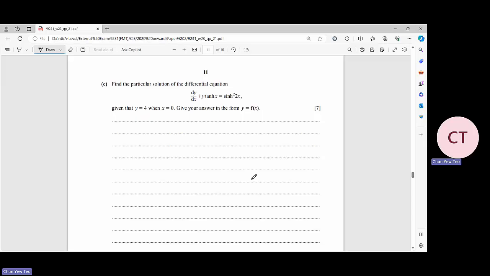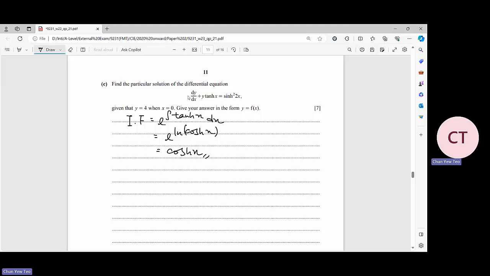For the particular solutions of the differential equation, this is considered a linear equation. We will need to use an integrating factor for the tangent x. So first of all, we find the IF, integrating factor. It will be equal to e to the power of integrate tangent x dx. So integrate tangent x, you will get ln of cos x. Just like that, no need to put a plus c. Then e power ln of cos x will be equal to cos x. That will be your integrating factor.